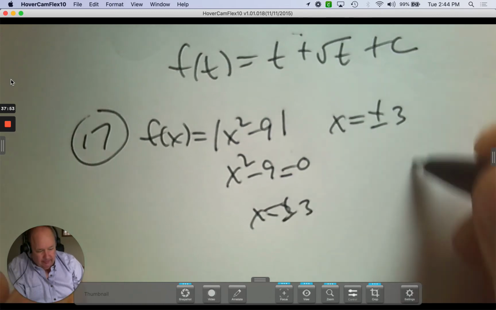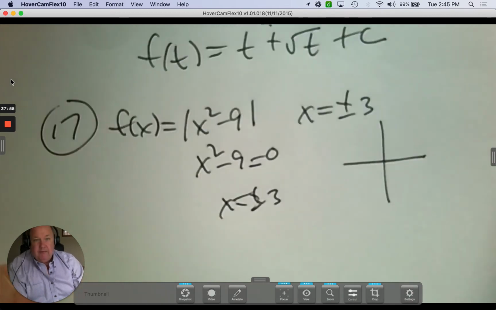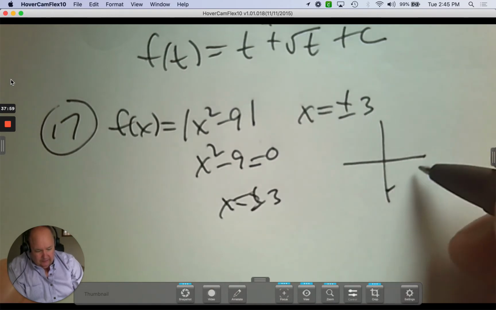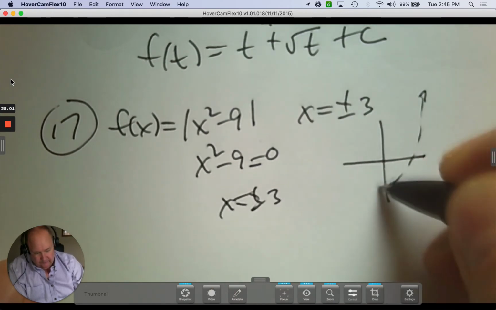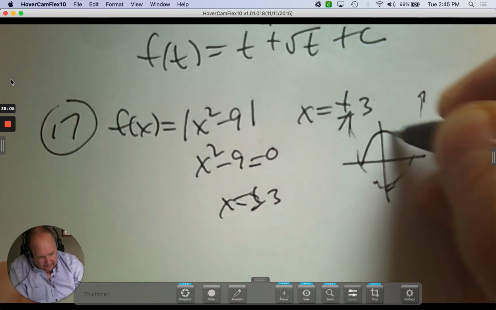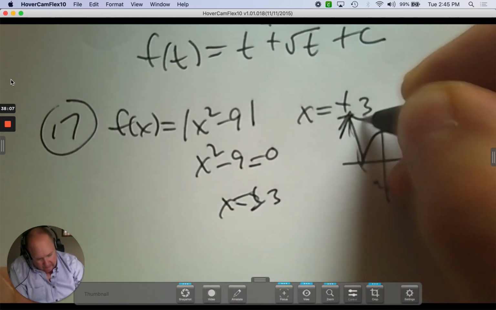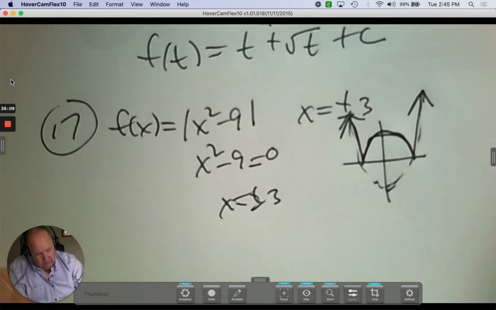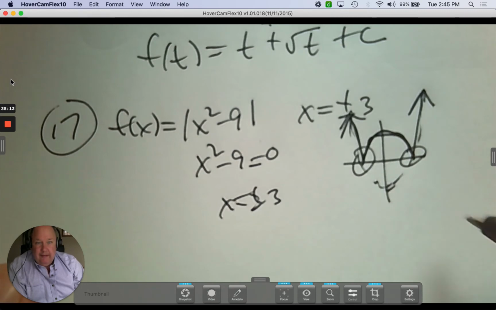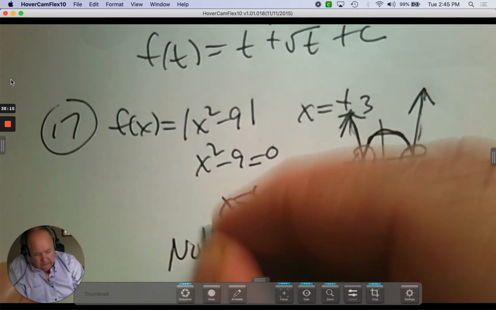So the graph of x squared subtract 9 would actually look like this. But the absolute value bars take what's underneath and reflect it up. So it actually looks like this. That's what the graph looks like. So at these sharp corners right here, it's not differentiable there.